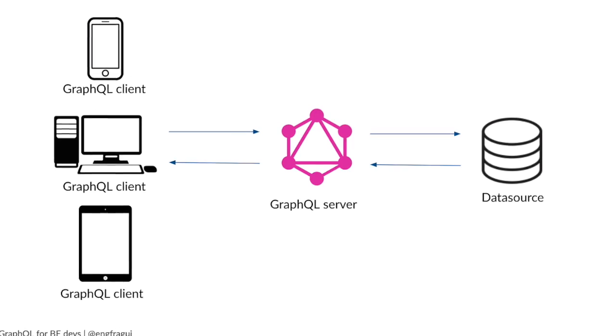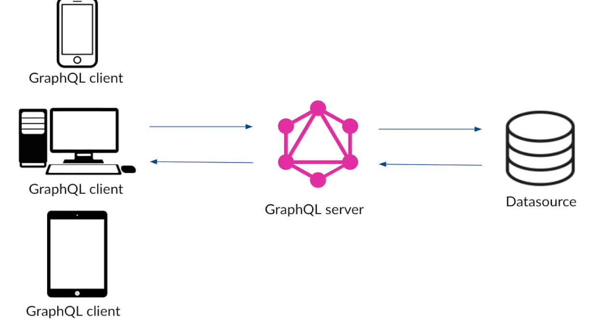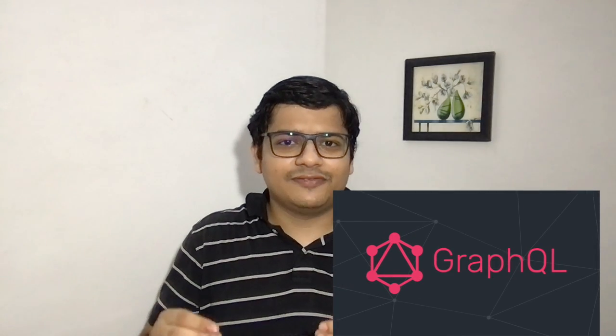It is a query language to ask for data from any data source, either a database or a REST API. So GraphQL is an alternative to the REST API and is a new way to ask for data. It was developed by Facebook in the year 2015.